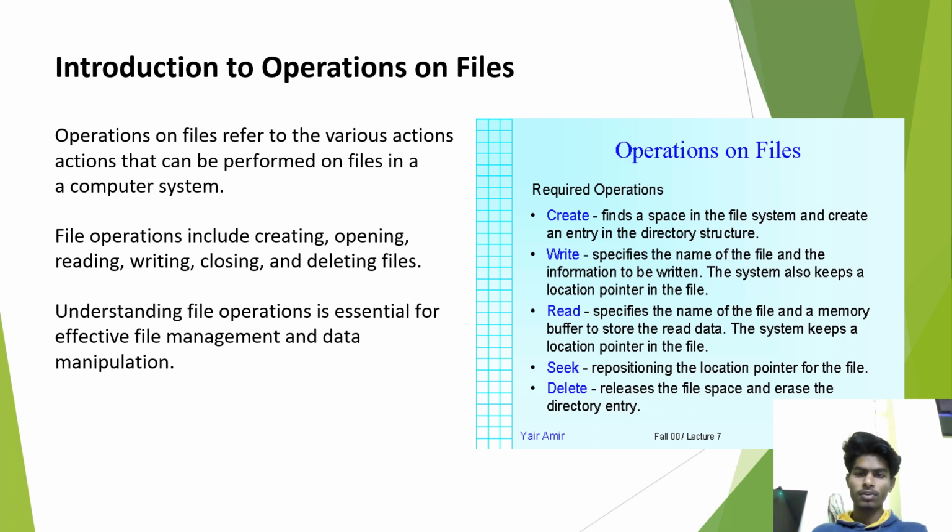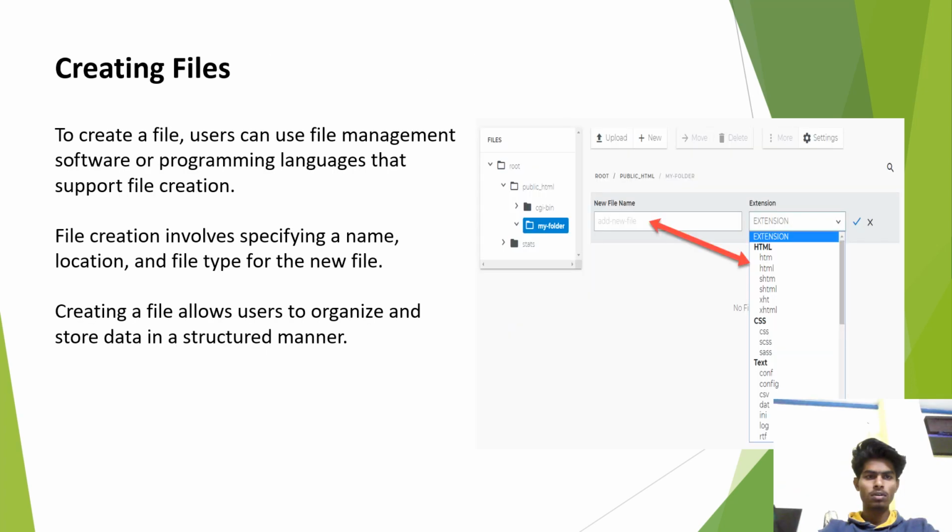We can see here the figure of required operations: create, write, read, seek, delete. Now we are discussing these operations. Now we are discussing creating files. To create a file, users can use file management software or programming languages that support file creation. File creation involves specifying a name, location, and file type for the new file. Creating a file allows users to organize and store data in a structured manner. In this figure, we can see how we create the files.